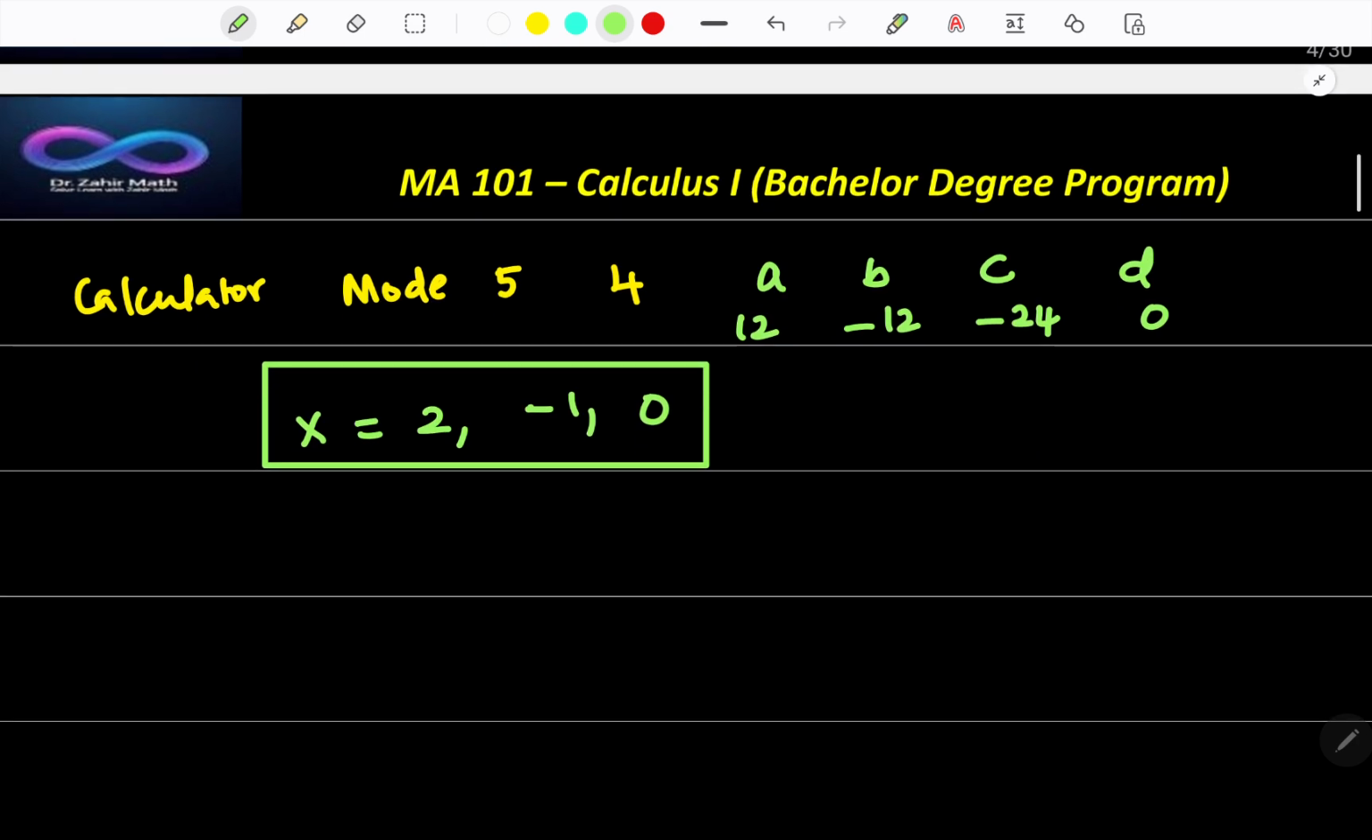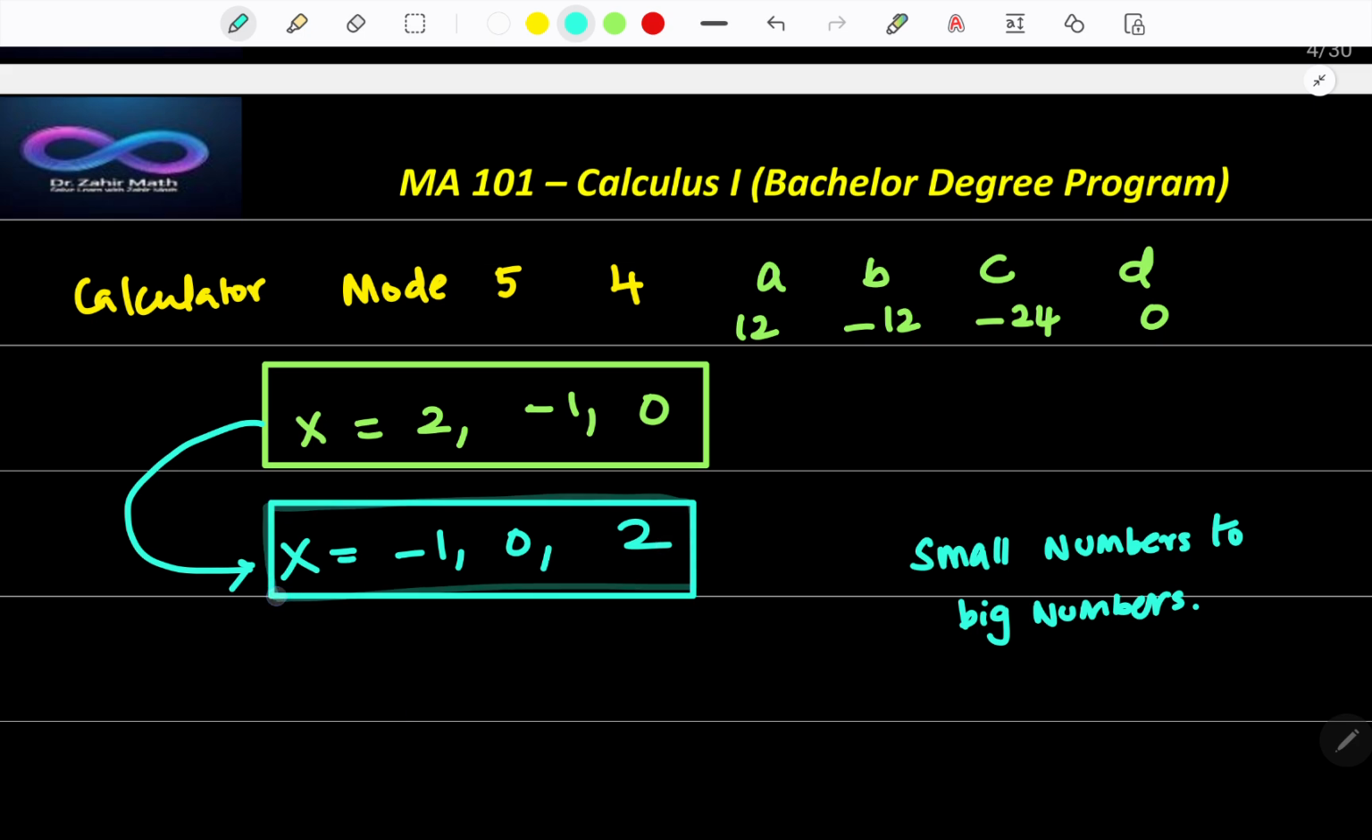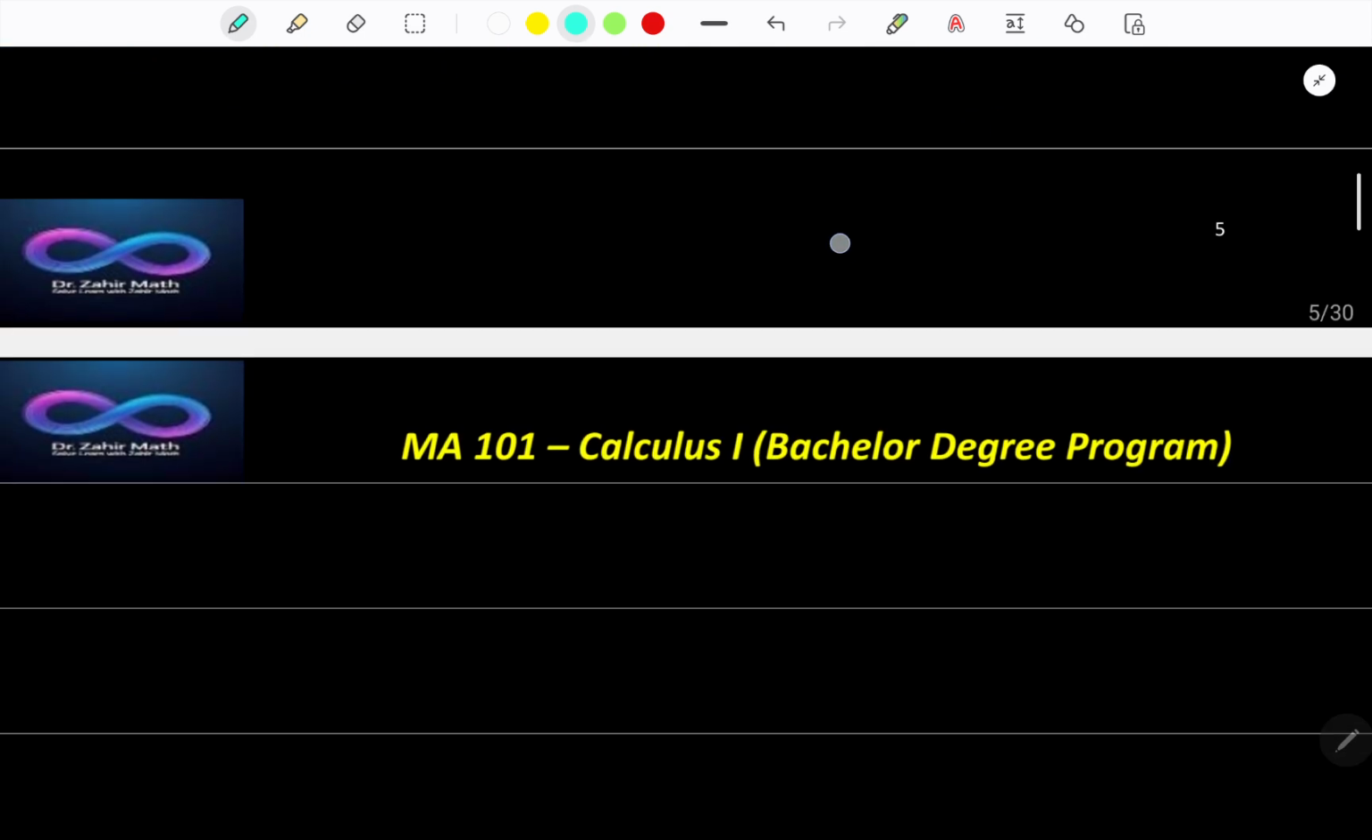When you get it in the calculator, you have to do one more step. Keep in mind, you have to write from small numbers to big numbers. I'm using simple English, so not ascending or descending, just small numbers to big numbers. So please write the small numbers: minus 1, 0 and 2. Always write from small to big numbers so that the table creation will be easy.